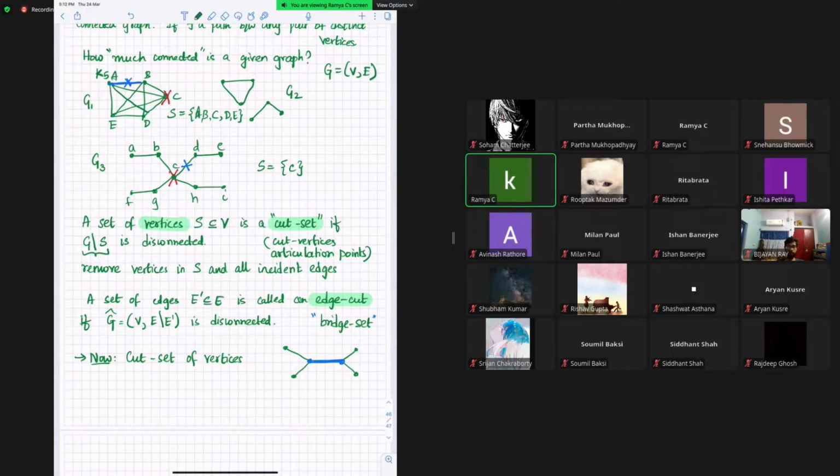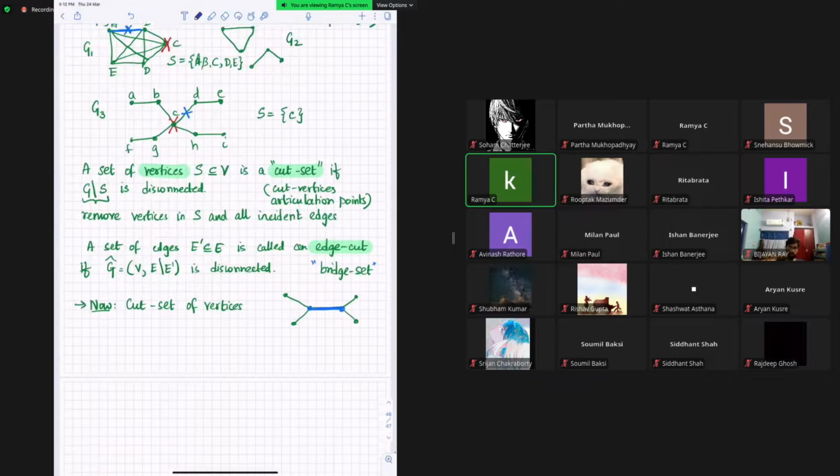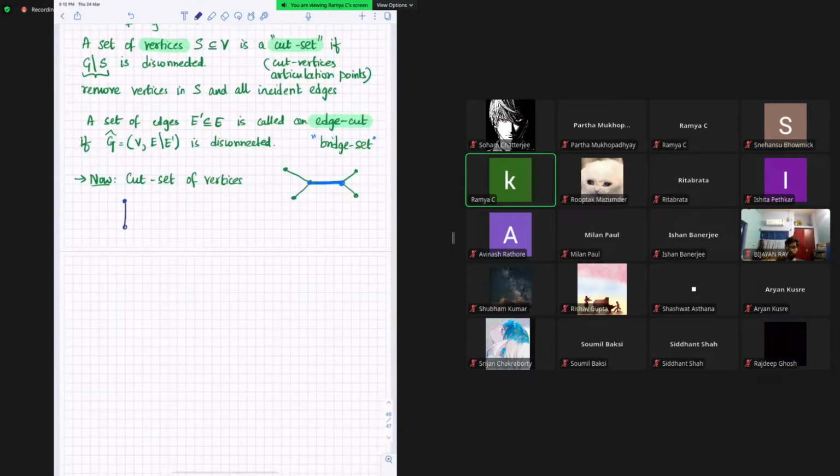Also, you can think about it this way. There can be graphs, for example, even this. Let's look at, maybe let me try to draw. Let's see. Is there one vertex that you can remove? Let's see. Trying to draw an example. I hope it works. So is there one vertex that you can remove that disconnects the graph?